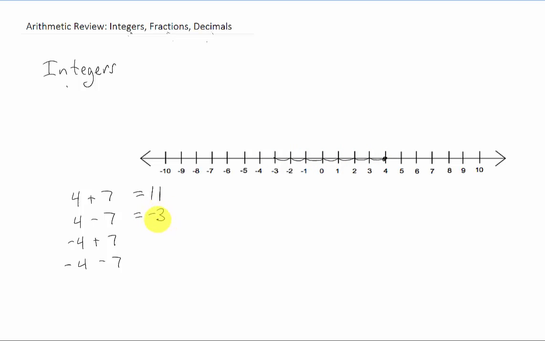Now, a lot of people think of integers as money. Anytime you have a positive integer, that's money in your pocket. And anytime you have a negative integer, that's a debt or an amount of money that somebody's taking from you. So if you have $4 and someone is taking $7 from you, you're left with negative $3. You're left with $3 of debt.